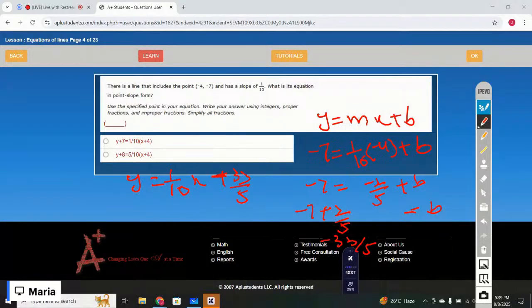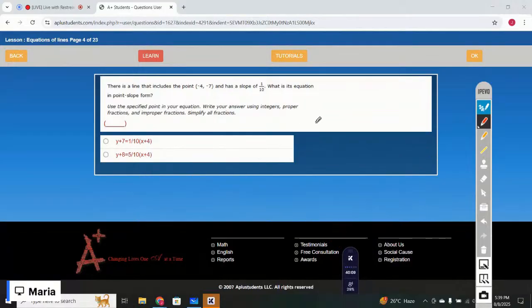Oh, we are given the point, so the equation would be y minus y1 equals m times x minus x1. So that would be the correct option.